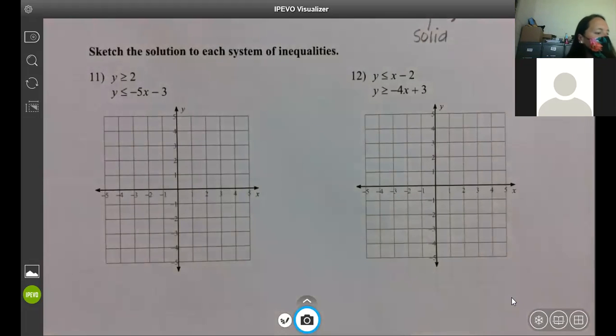Sorry, guys. Okay, so we're going to start with the first equation, and it's just like we would before. The only difference is the dashed and the shading, okay? So make sure you remember that.